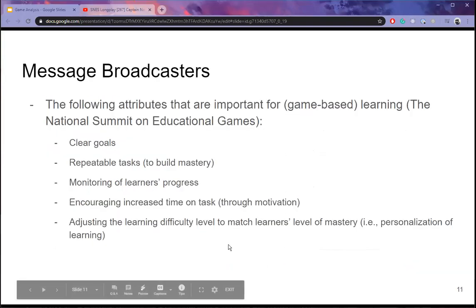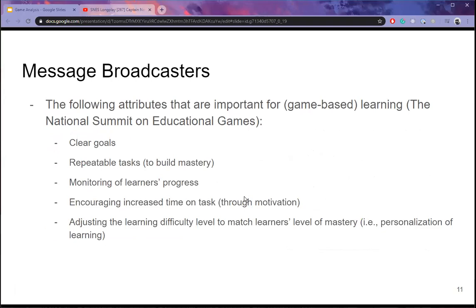Well, according to the National Summit on Educational Games, these are the following attributes that are important for game-based learning, or in other words, serious games. First, it must have a clear goal, a repeatable task to build mastery, and it must have some kind of features or functions to monitor the learner's progress, also increase time on task for motivation, and adjust the learning difficulty level to match the learner's level of mastery. So for example, you can choose between easy levels, medium difficulty, or extremely difficult within the game.